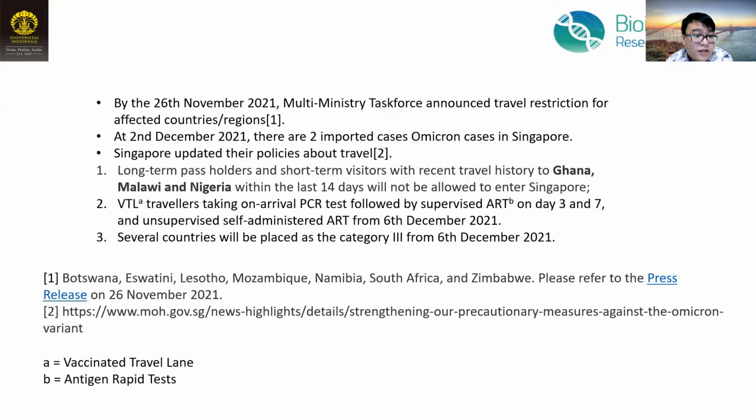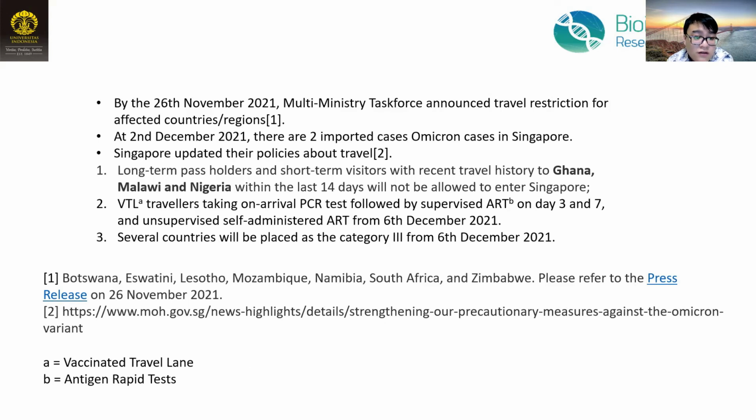First, long-term pass holders and short-term visitors with recent travel history to Ghana, Malawi, and Nigeria within the last 14 days will not be allowed to enter or transit through Singapore. Second, VTL, or vaccinated travel lane, travelers take an on-arrival PCR test, followed by a supervised antigen rapid test on day 3 and day 7 and unsupervised self-administered antigen rapid tests from 6 December 2021.